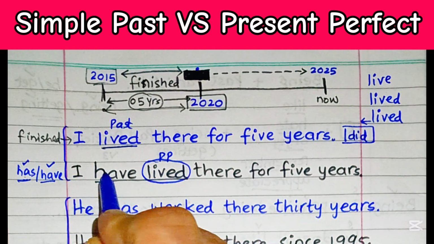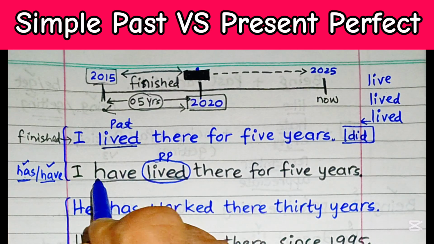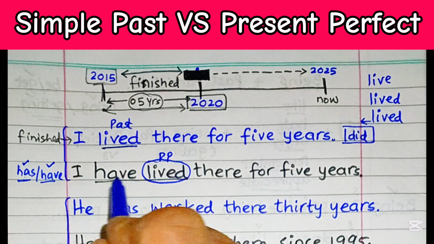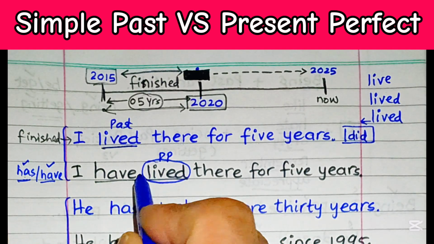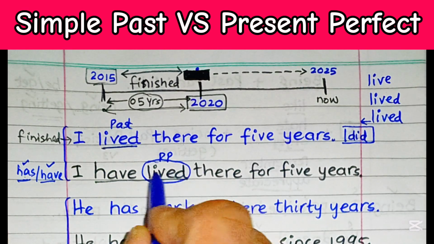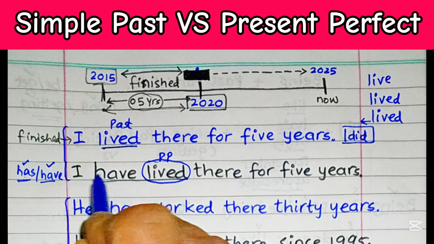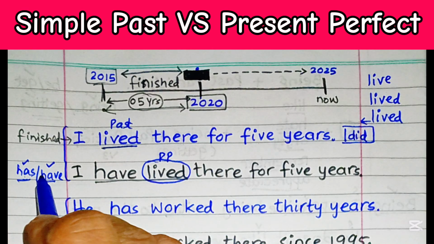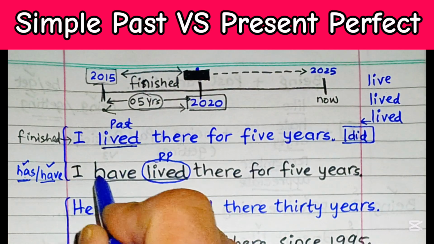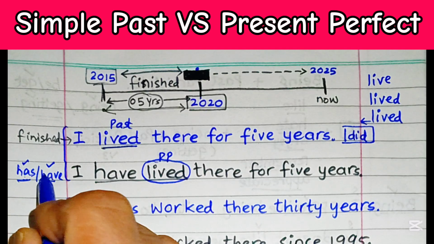But if I say I haven't lived, you haven't lived, she hasn't lived, he hasn't lived, it hasn't lived, and then for plural, they, we, or you haven't lived. So these are going to be negatives with the help of the helping verbs has or have. And for the questions, have I lived, have you lived? Again we are going to be using has or have right in the beginning.